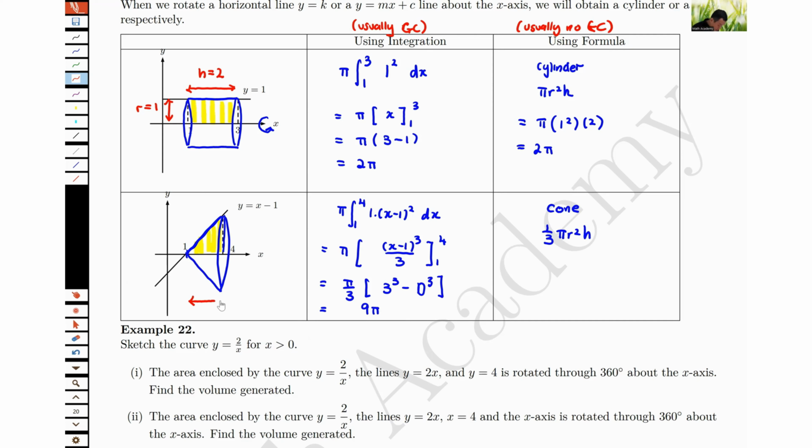Now, this distance is the height. You have to be very careful. The height is 3. This is your radius. You need to draw it out so that you identify the radius and the height accordingly. And what is the value of the radius? When x is 4, you sub into your equation, your y value is 3. So it happens that the radius in this situation is also 3. It's matching. Therefore, when you apply the formula, we go for 1/3 pi r squared times height, which will also give you 9 pi in this situation.